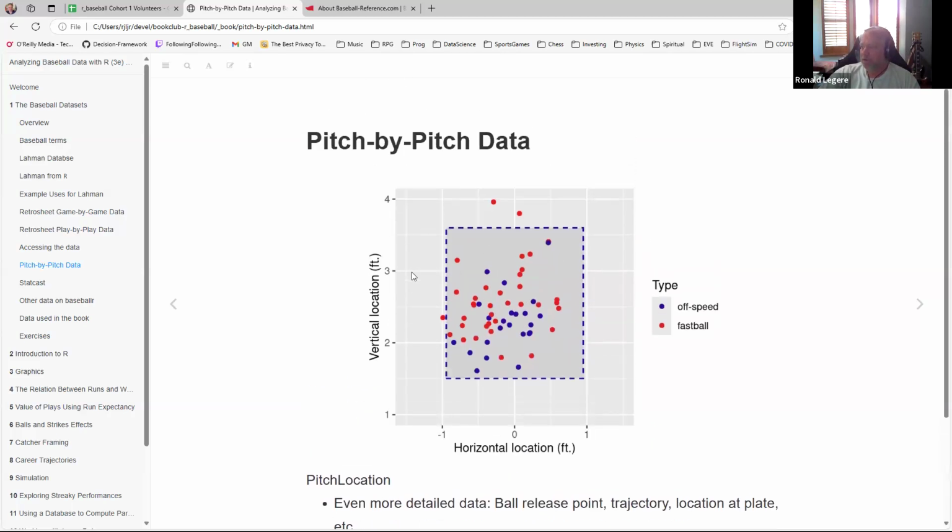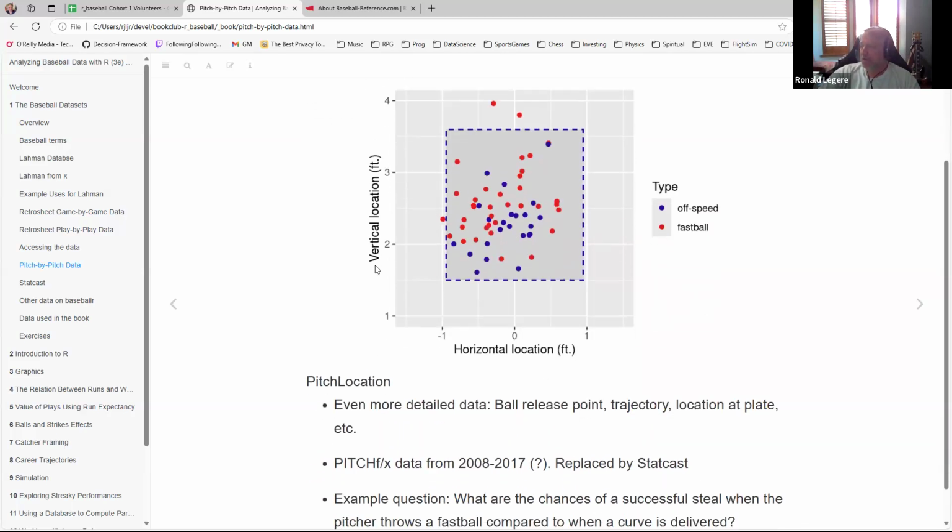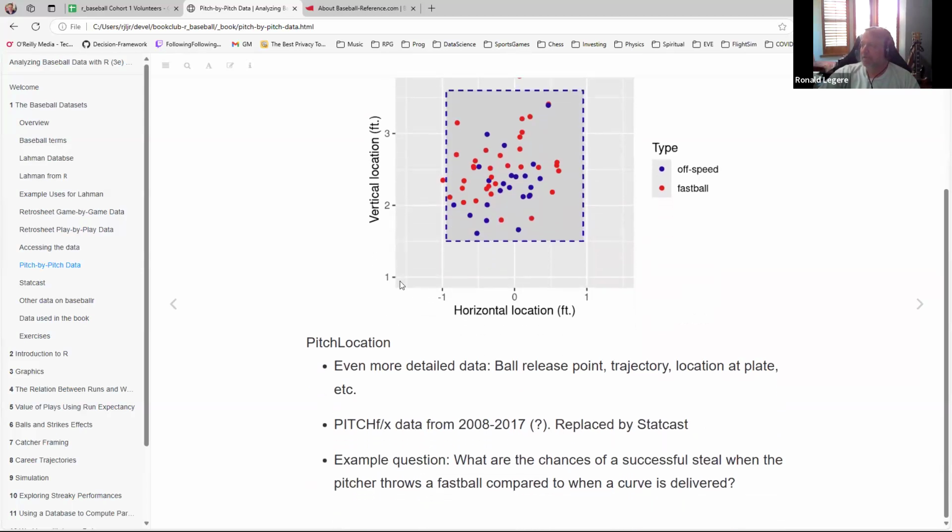There are two sources of this data because there was a change, but the data consists of much more detailed data. It has the ball release point, the trajectory, the location at the plate, and a bunch of other information. Originally it was provided by a source called PitchFX, but in 2017-ish, I guess, it was replaced by the well-known Statcast, which is now doing not only the pitch location like this, but where all the players actually were. They have very, very detailed information. Most of that is only available to the teams, though, for their analysis.